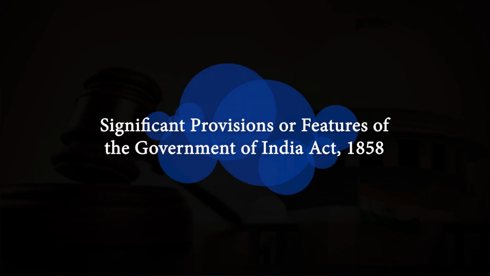Now let's talk about some of the very significant provisions of the Government of India Act 1858. The Act brought tremendous changes in the country through its legal framework. These legislative provisions compelled the removal of the East India Company on many grounds and brought the entire control into the hands of the Crown. Some of the most important provisions are discussed as follows.